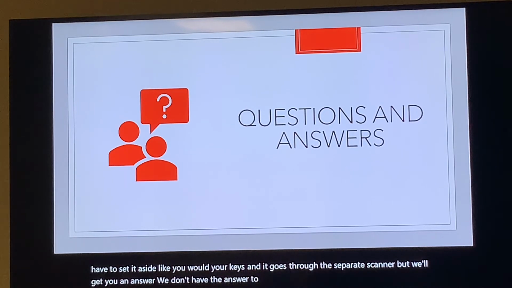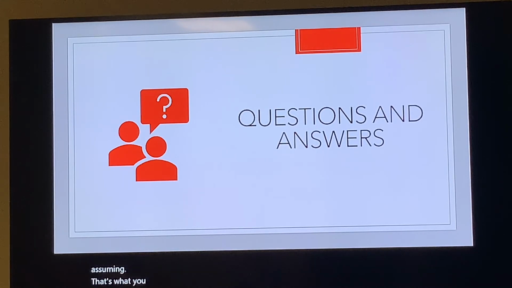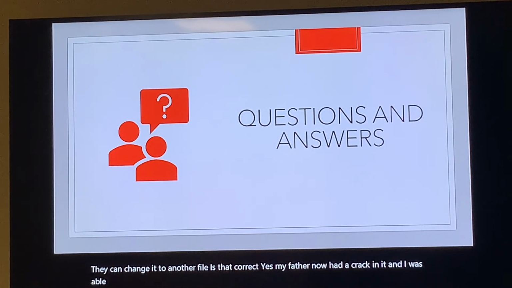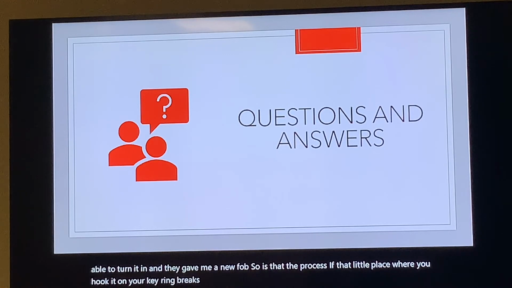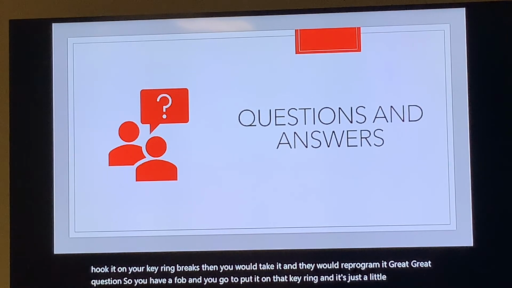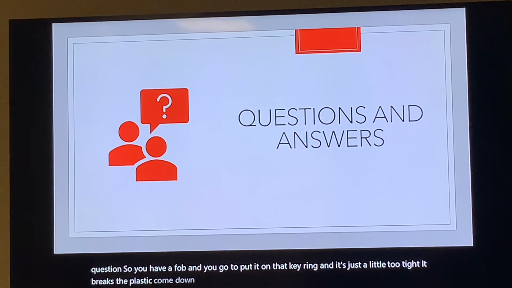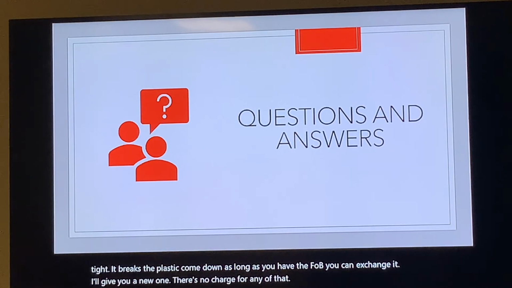Just a quick question. I'm assuming, since what you said, if we have the fob, they can change it to another fob. Is that correct? Yes. My fob had a crack in it, and I was able to turn it in, and they gave me a new fob. So is that the process? If that little place where you hook it on your key ring breaks, then you would take it and they would reprogram it? Yes, great question. So you have a fob and you go to put it on that key ring and it's just a little too tight and it breaks the plastic. Come down, as long as you have the fob, you can exchange it, we'll give you a new one, there's no charge for any of that. Don't lose the fob, that's the expensive part.